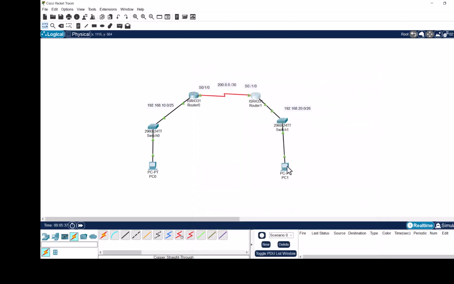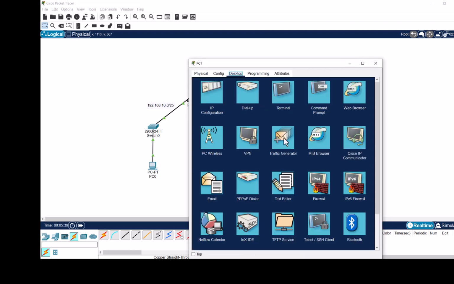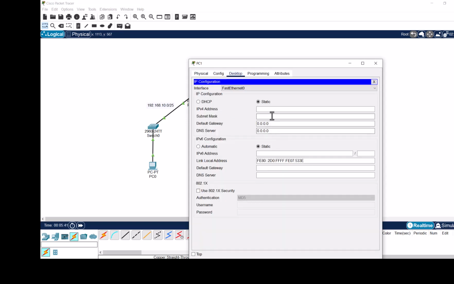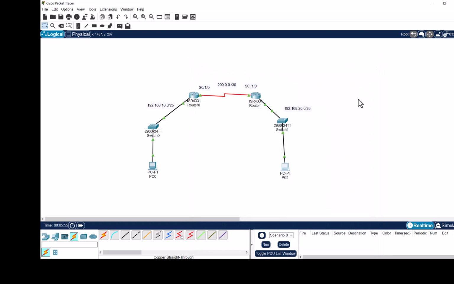I believe it's operational now, and let's make sure of the IP of the device: 192.168.20.2, and the subnet mask is 192, default gateway 192.168.20.1. So it's running fine now. As you know, let us give names as usual. For this one, I say network A, and this one will be network B.